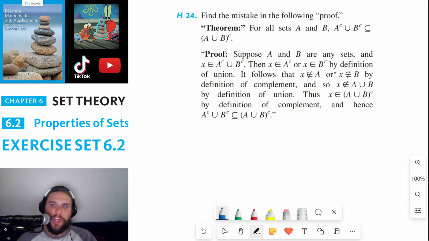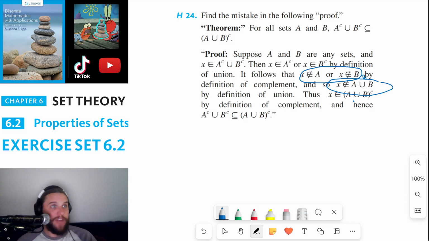You can only convert these OR operations into the union if you know that X is an element of one set or the other set. But that's not what we know here. What we know here is that X is not an element of A, or X is not an element of B. So the reason why this doesn't work is because this is not the definition of union.